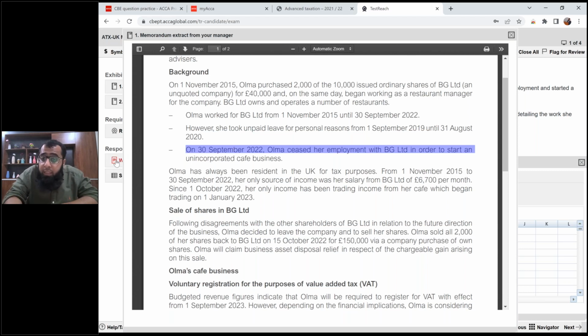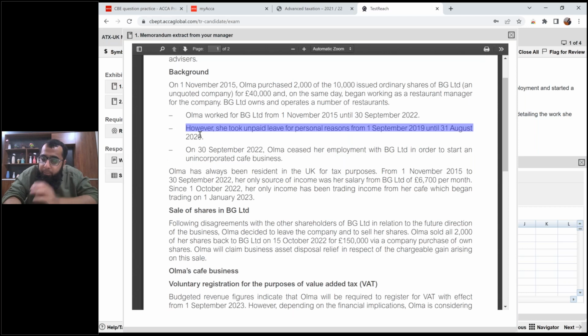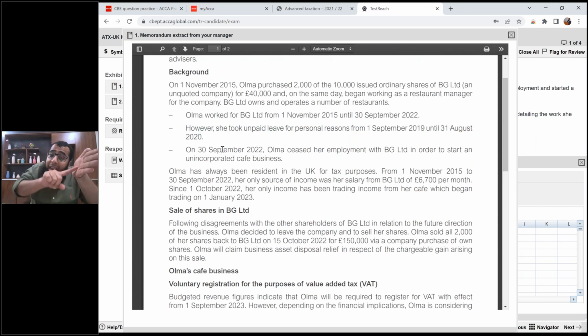Coming back to the question, see, we are talking about 21-22. 21-22 starts on April 21 and ends on 31st March 22. See, he has returned to the job on August 20. So this means that on April 21, he was doing the job. He left the job in 30th September 22. The fiscal year of 21-22 is not till September 22. It is till 31st March 22. So he was employed for the whole year.